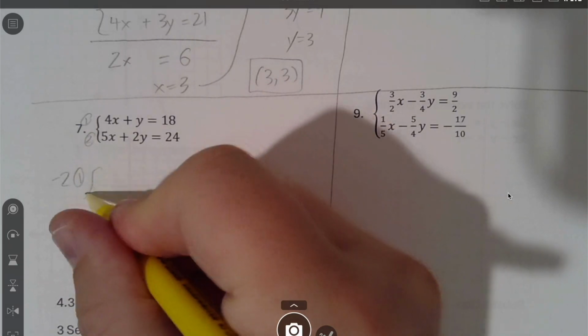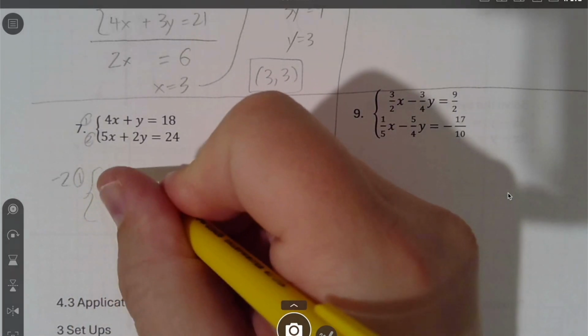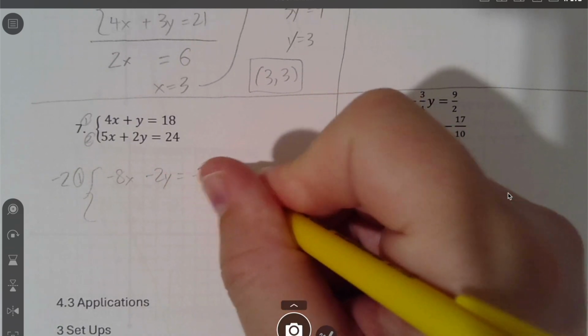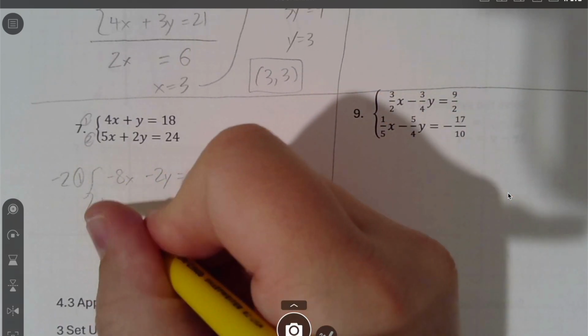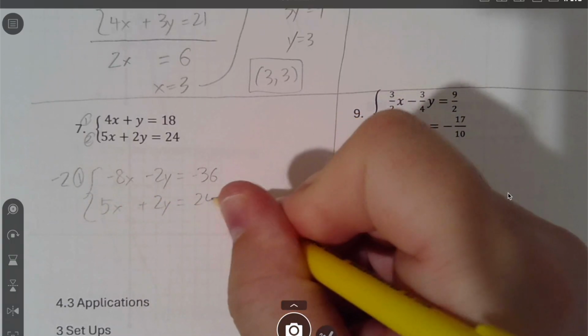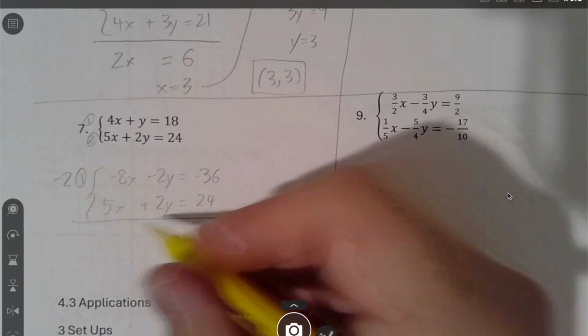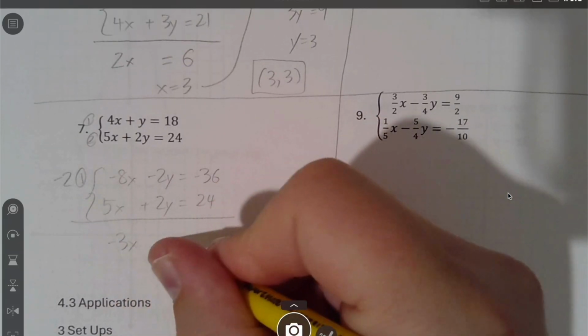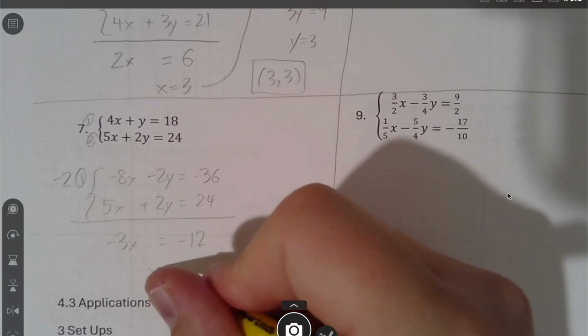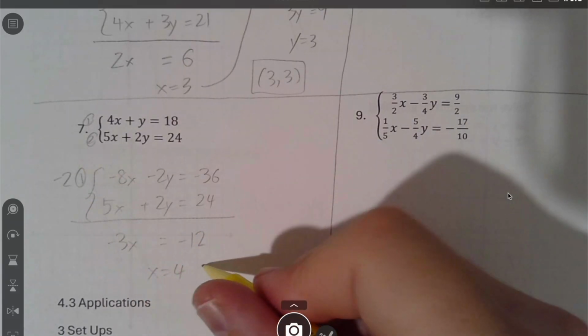All right? So when I do that, I'm going to get negative 8x, negative 2y equals negative 36. Underneath, I still have 5x, I still have 2y, and I have 24. I get to my combining step. That's going to be negative 3x, that's going to be negative 12, and I'll get x equals 4.